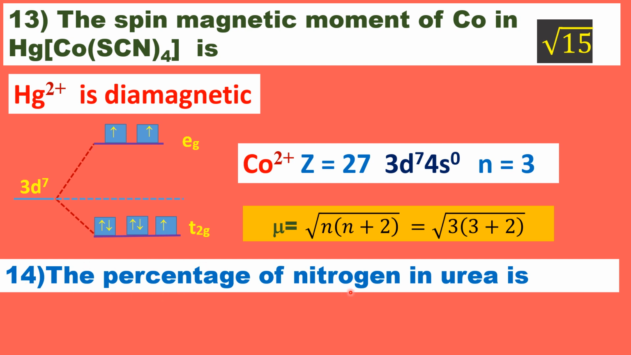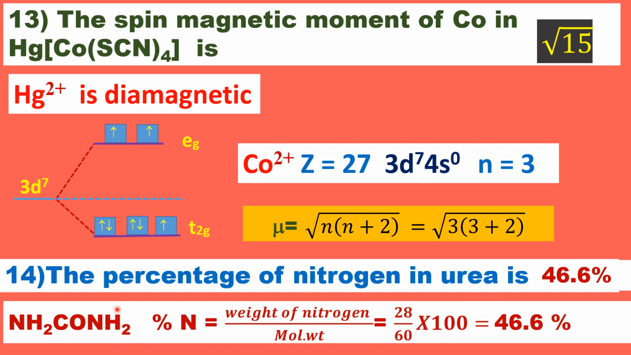The percentage of nitrogen in urea is? What is the percentage of nitrogen in urea? Urea is one of the best fertilizers which has high nitrogen content. It is 46.6%. How do you calculate this? Let us see now. The formula of urea is NH2CONH2.